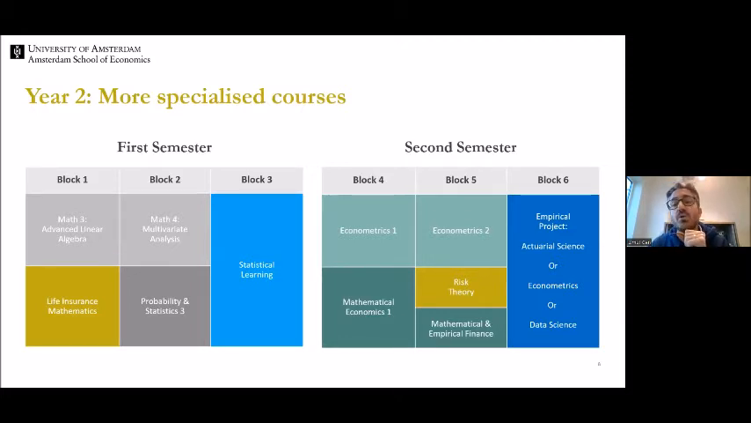And in block 6, there is a course of empirical project where, again, you will choose to focus either on actuarial science or econometrics or data science. So already, even if you choose the econometrics and data science option, you will be asked to choose between econometrics and data science for this course. Right, so this course is all about applying all the theory that you have learned to an empirical data set. And you will choose between actuarial science or econometrics or data science. That is the second year.